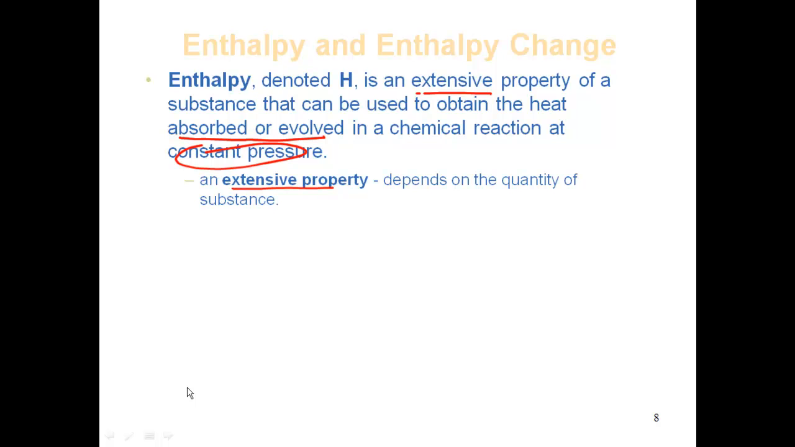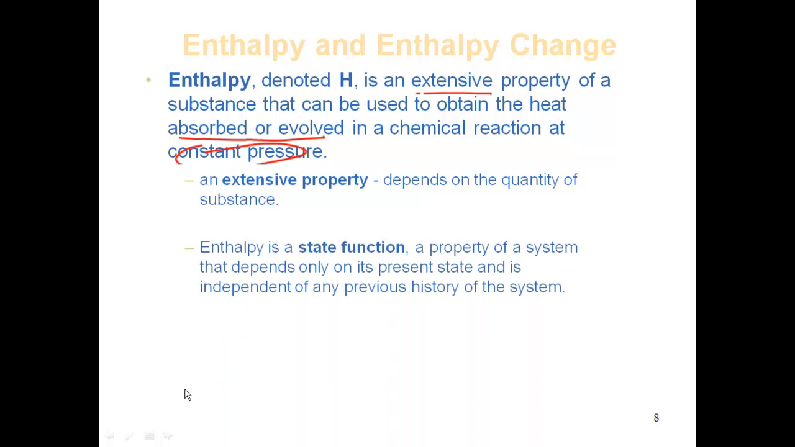Contrary to that, we can talk about an intensive property. An intensive property does not depend on the amount of substance there. What are examples of that? Well, if I had 5 grams of water or 100 grams of water, it's still going to boil at the same temperature. The boiling point is an intensive property. It doesn't matter how much substance I have, it's still going to have the same boiling point. Color: it doesn't matter if I have 5 grams or 100 grams, it's still going to be the same color. Those are both examples of intensive properties.